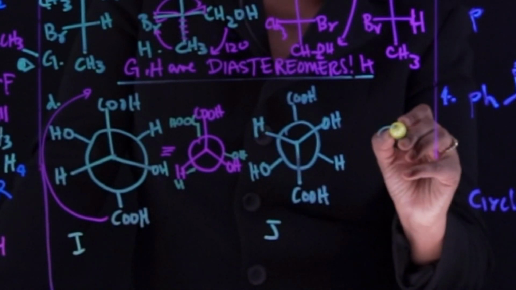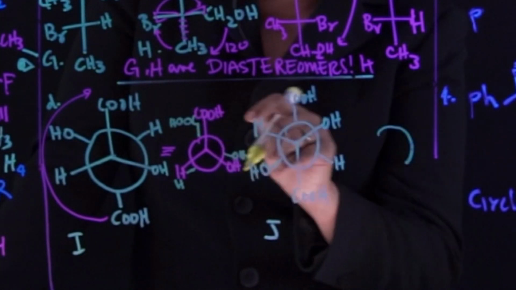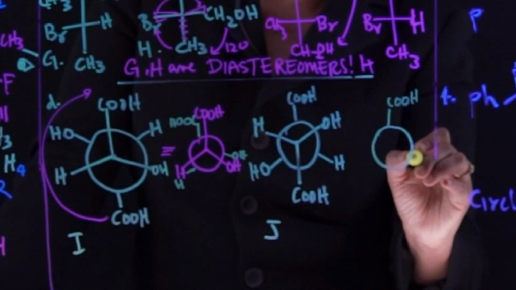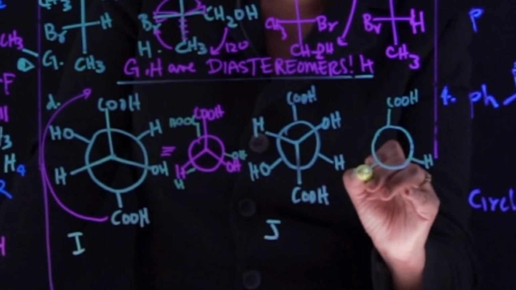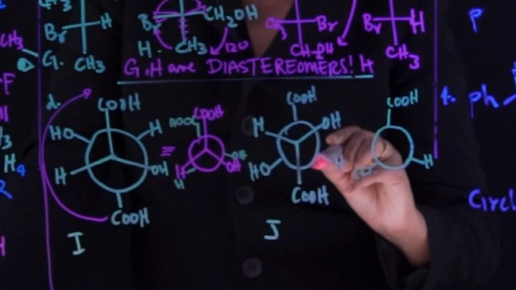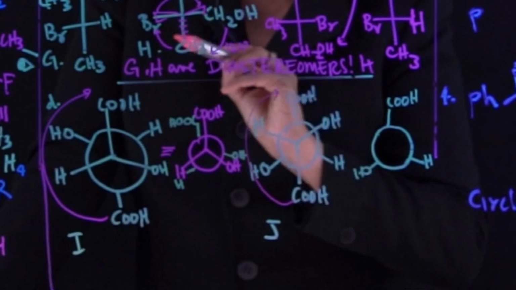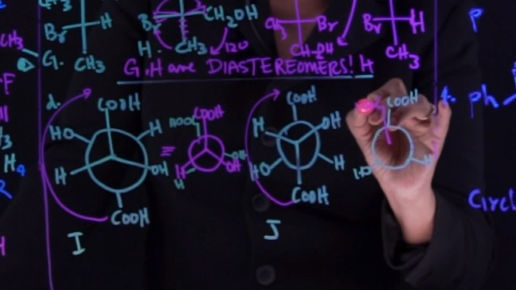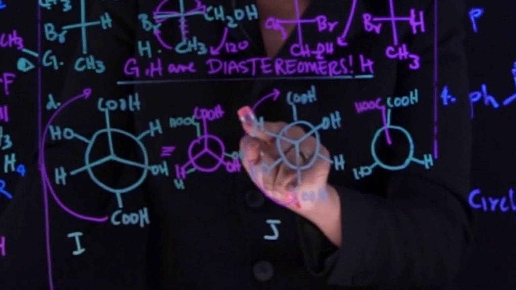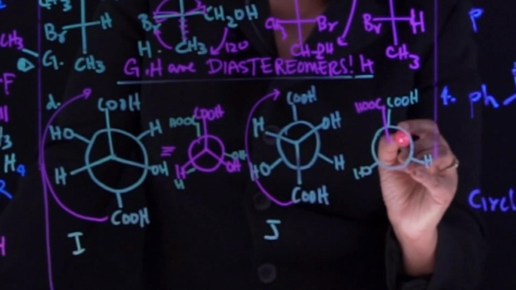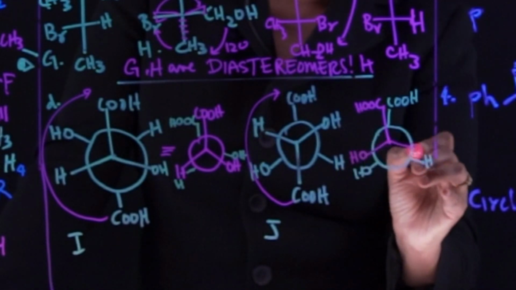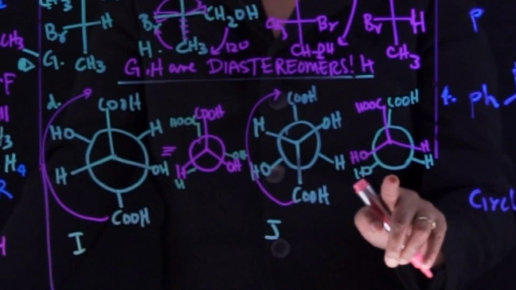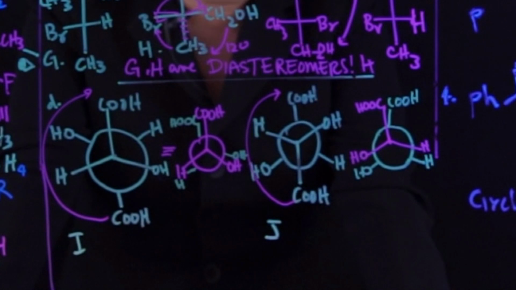So we are going to keep the back the same because we want to compare an eclipsed, and the back is already up. So why mess it up? Keep it like that. And take the front carbon and rotate it 180 degrees. So carboxylic acid goes up, then everything else is going to do 180. OH is going to come here, and H is going to come here.